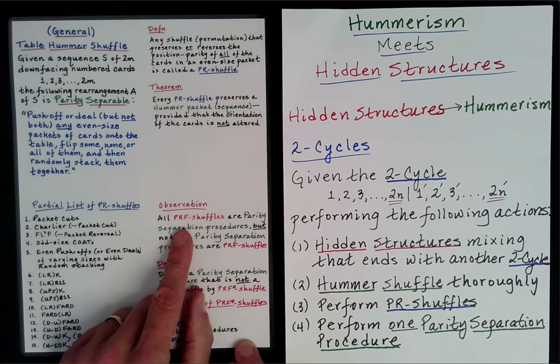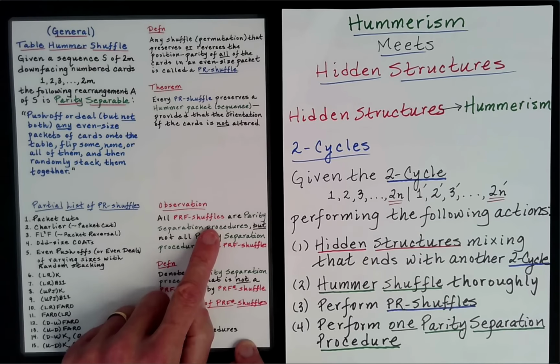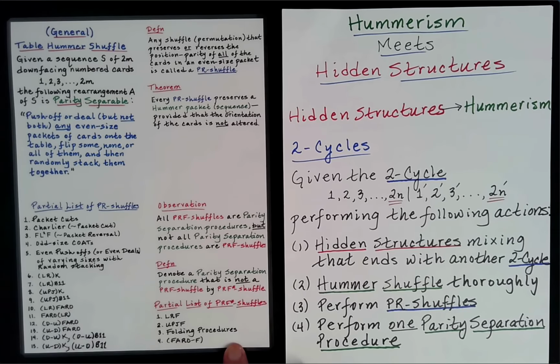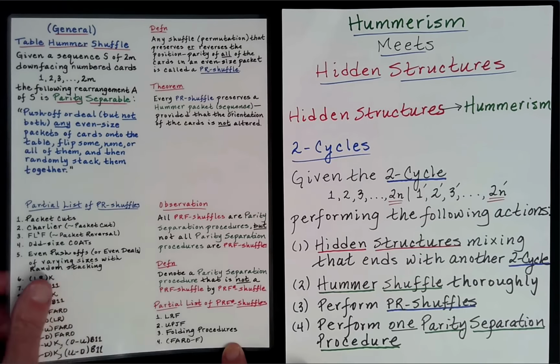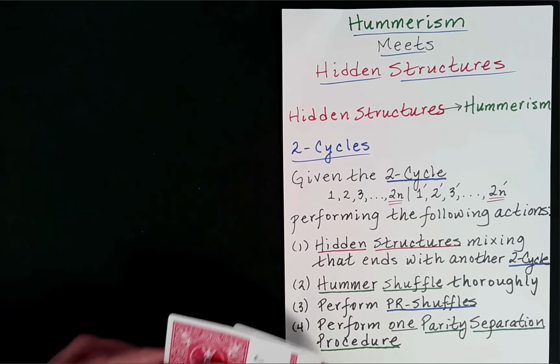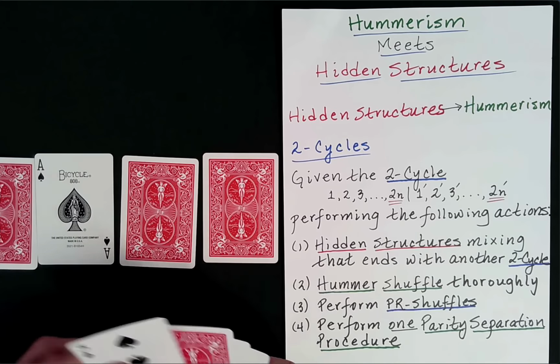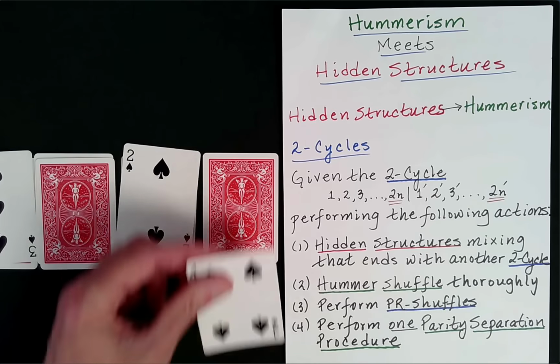But it is true that all PRF shuffles are parity separation procedures, but not all parity separation procedures are PRF shuffles. Okay, so we've used the folding procedure before, the LR, and then you flip either side. We can do the folding procedure, that would be just fine. So this is where you put them out in 4 piles.